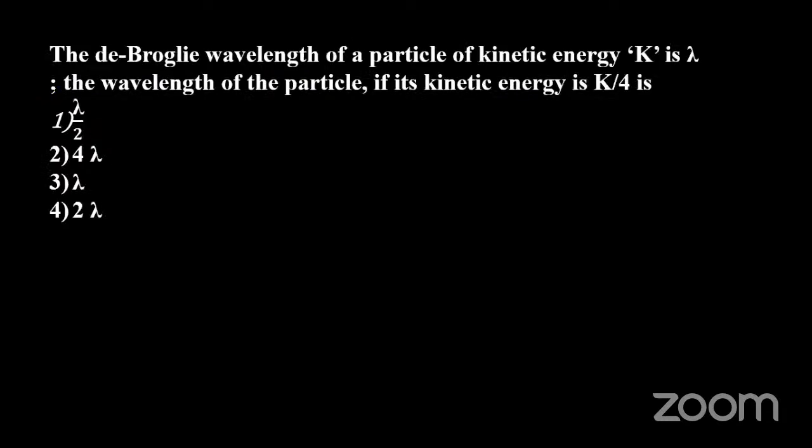De Broglie wavelength of a particle of kinetic energy k is lambda. What is the wavelength of the particle if kinetic energy is k by 4? So the De Broglie wavelength lambda is equal to h by root of 2mk. Now I write lambda dash as h divided by root of 2m times k by 4. Here k by 4 becomes k by 2 under the root and goes up, so it becomes 2 times the initial value, again h by root of 2mk is lambda. So it will be 2 times the initial wavelength.